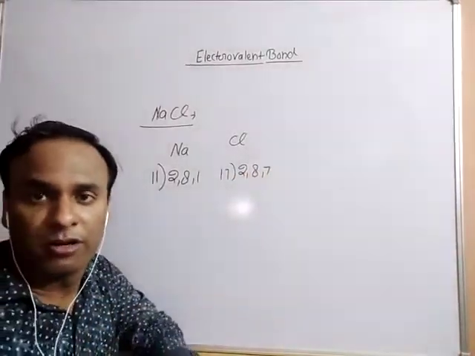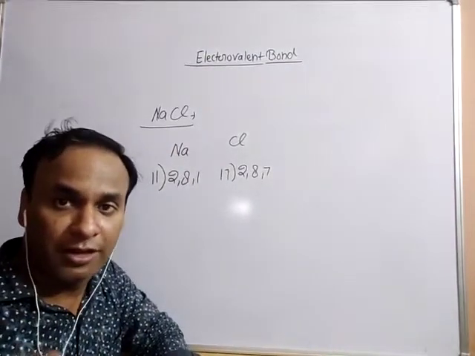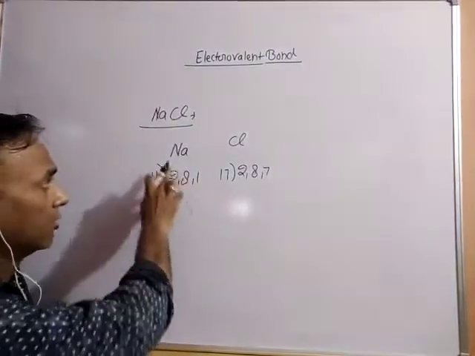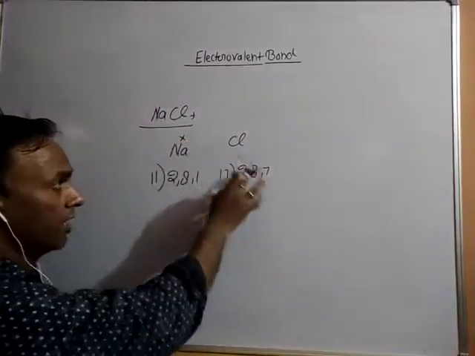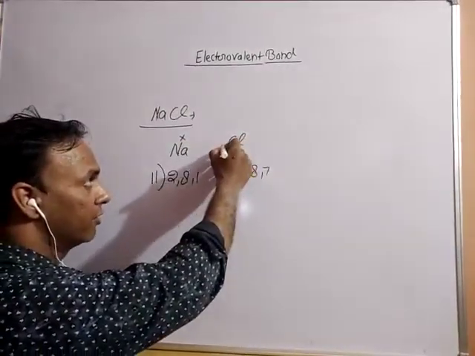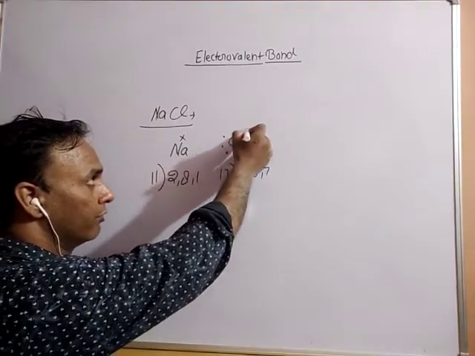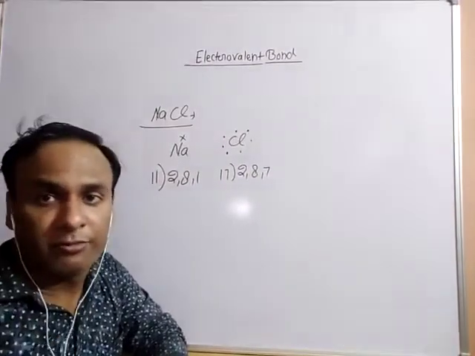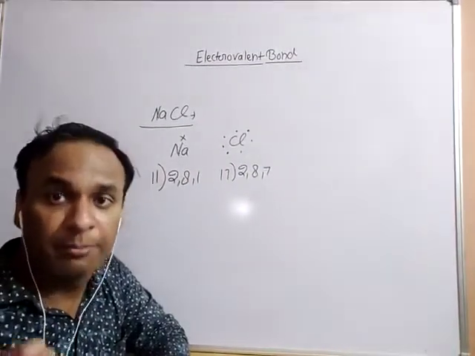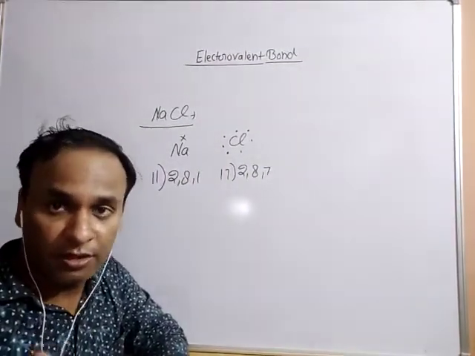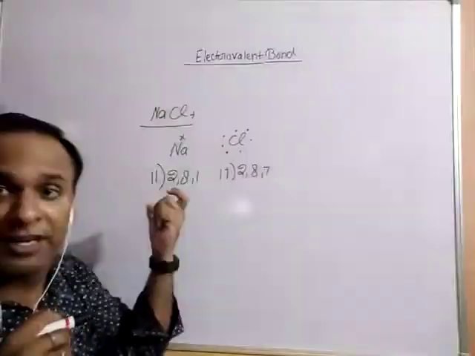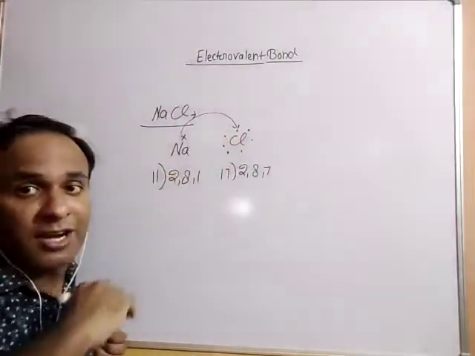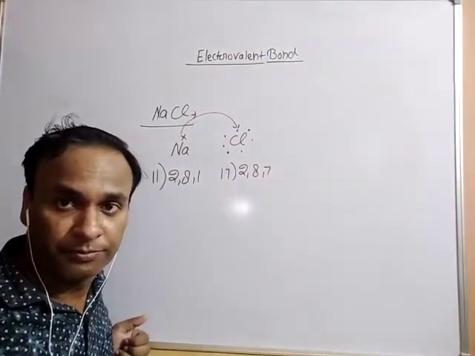In a chemical bond, only the outermost electrons take part in bonding. Clear? Sodium carries 1 electron and chlorine carries 7. Each and every atom wants to get stability by getting 8 electrons. In order to get 8 electrons, sodium loses 1 electron and chlorine gains 1 electron.